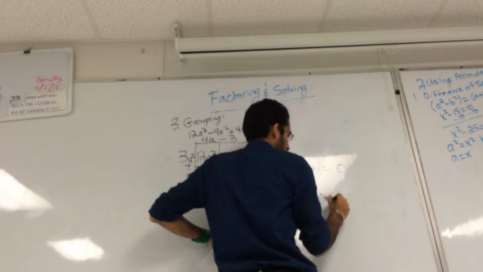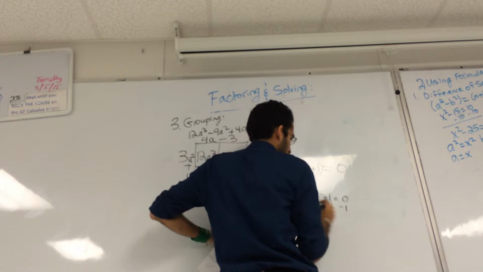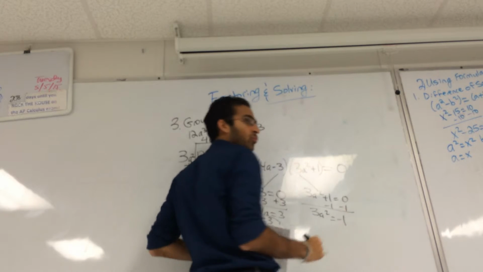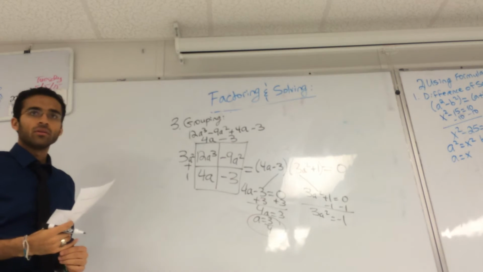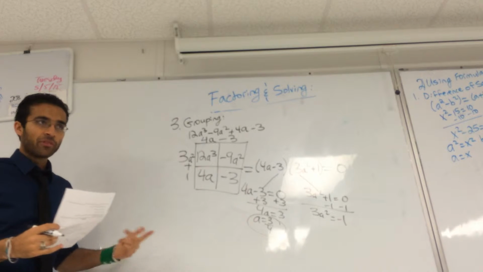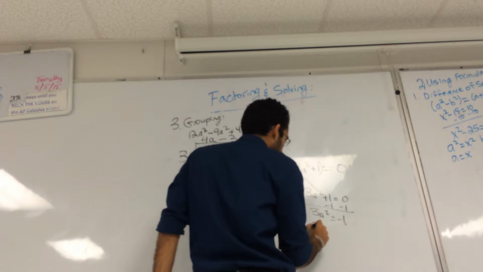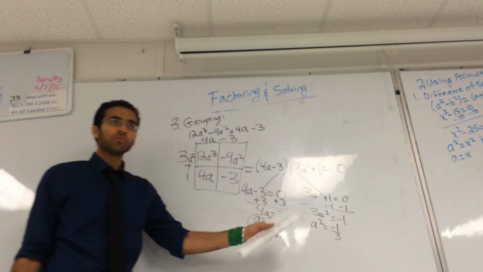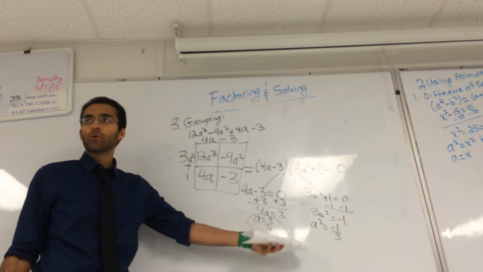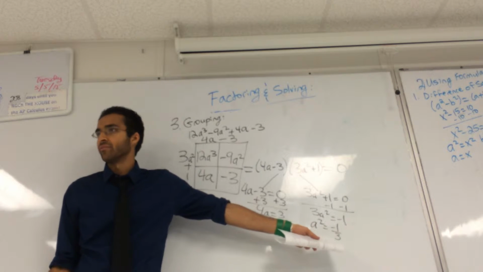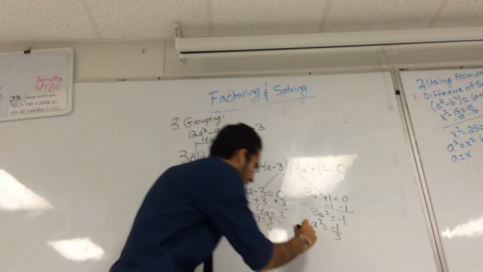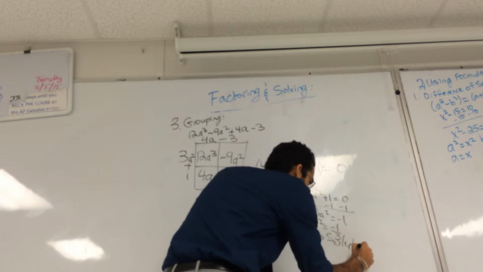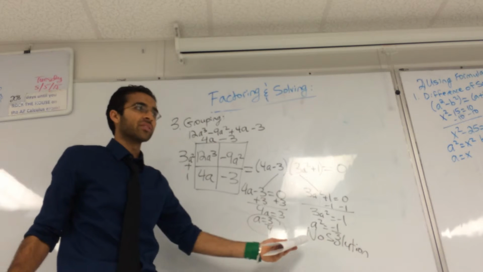Then I need to do this piece. 3a squared plus 1 equals 0. Minus 1 on both sides. 3a squared equals negative 1. Divide both sides by 3. A squared equals negative 1/3. This is not possible. No number squared will be negative. It's not possible. So I would just write no solution. And yes, you do need to write this if one of the pieces doesn't have a solution.